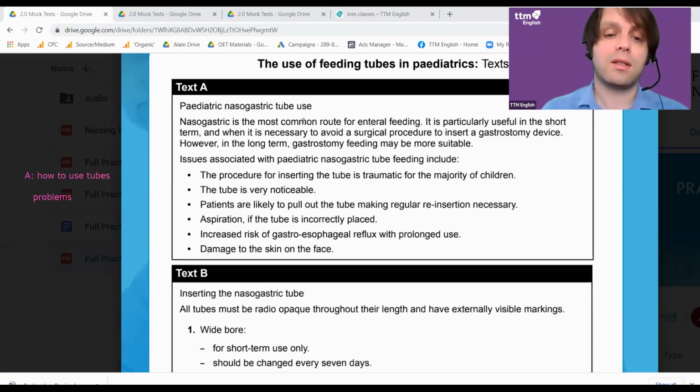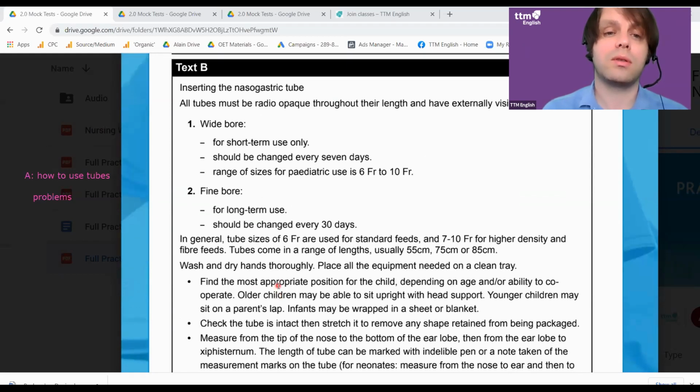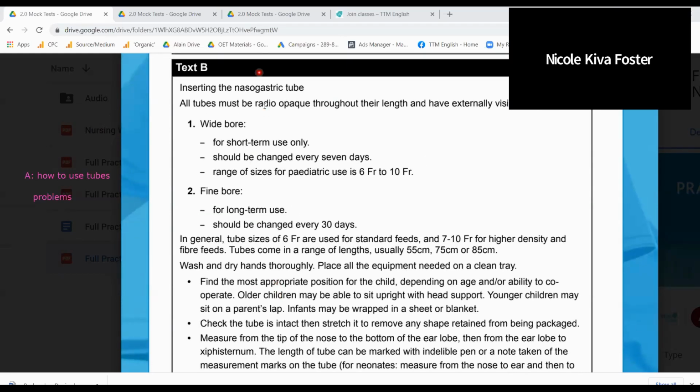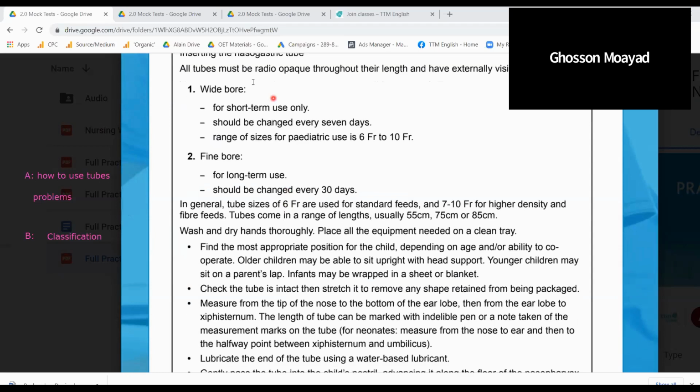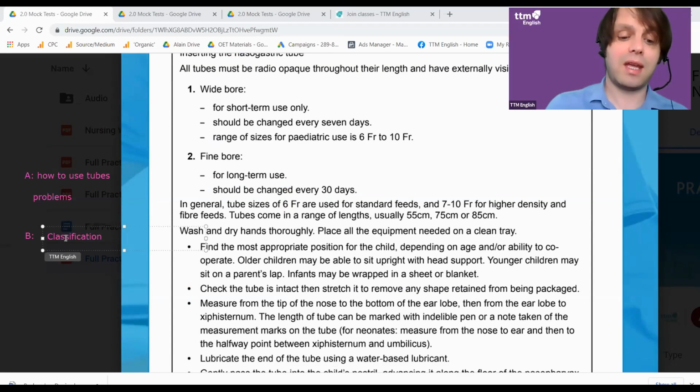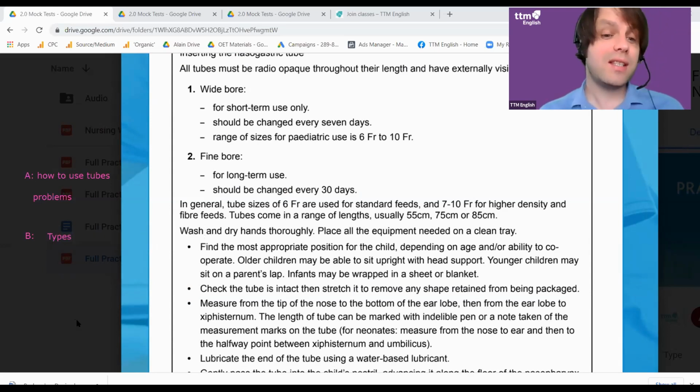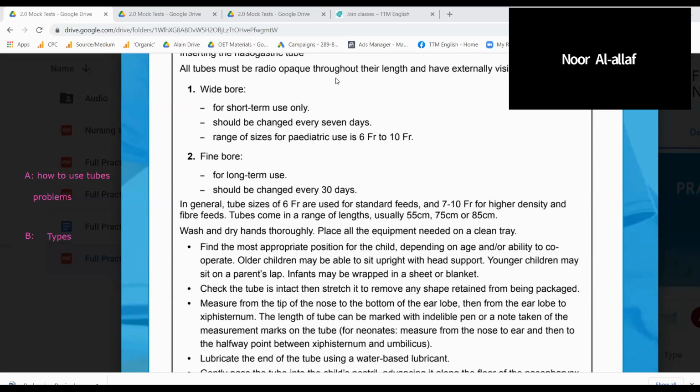Text B. Insert the gastric tube. Types of gastric tubes. It's classification, isn't it? What else? And procedure. Instructions. If you want, you can just write down types, because that means the same thing, right? Types is the same as classification. So types, is there instruction? Yeah, there is.